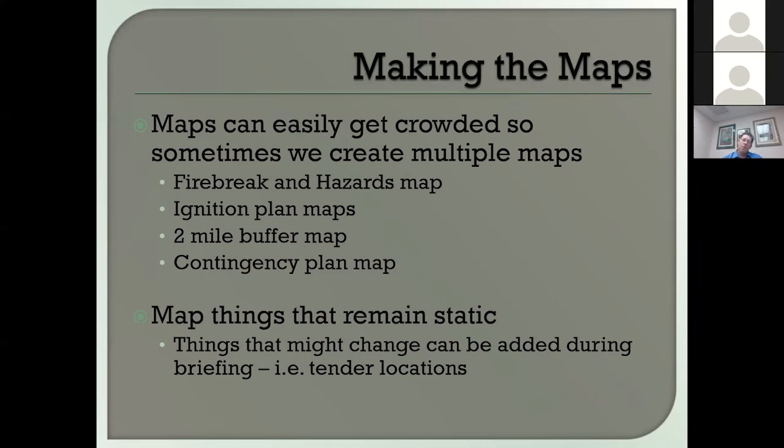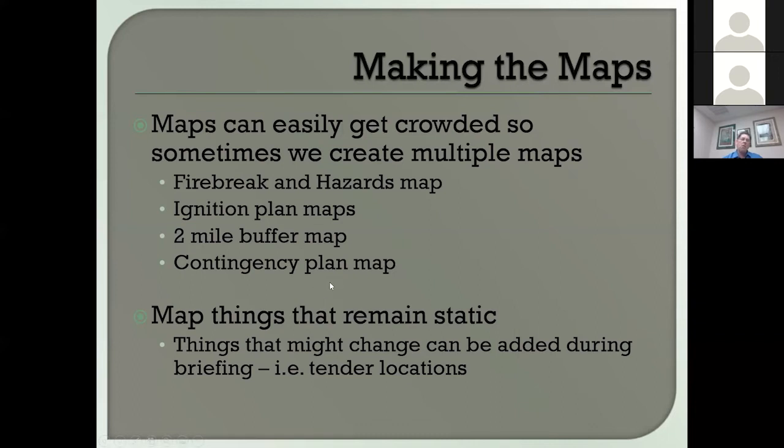Then I'll do a separate ignition plan map, where we have the routes that crews are going to take, and the interior ignition that we're going to be doing, as well as any safety zones. Those are the maps that we hand out prior to burning. Then we'll do a 2-mile map over your burn, just to give a sense of the surrounding landscape. And then a contingency plan map.